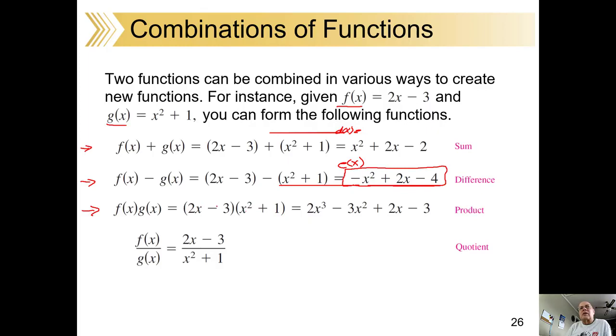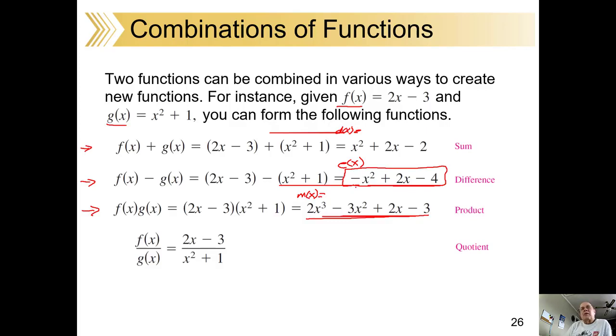2x times x squared, 2x times 1, then minus 3 times x squared, and minus 3 times 1. There is my Frank times George function. Maybe you'd like to call that, well, we can't call it f of x. Let's jump somewhere else. Let's say maybe m of x. Whatever you want to choose.